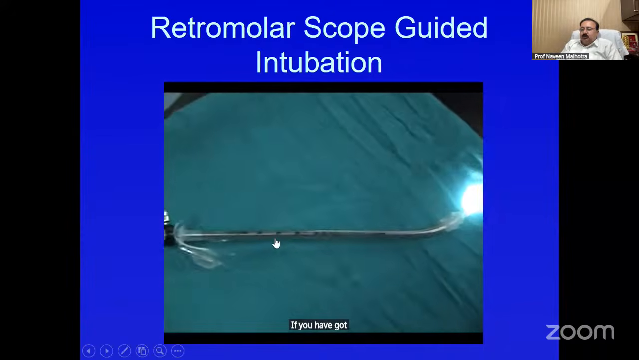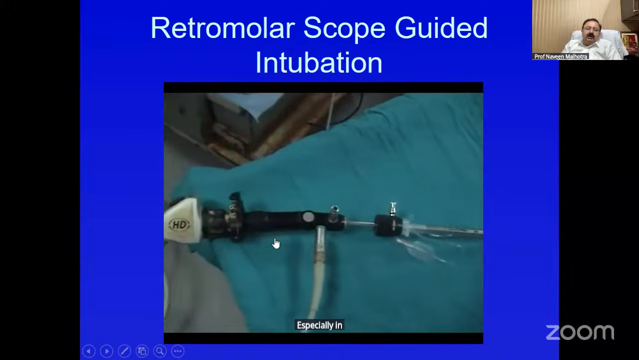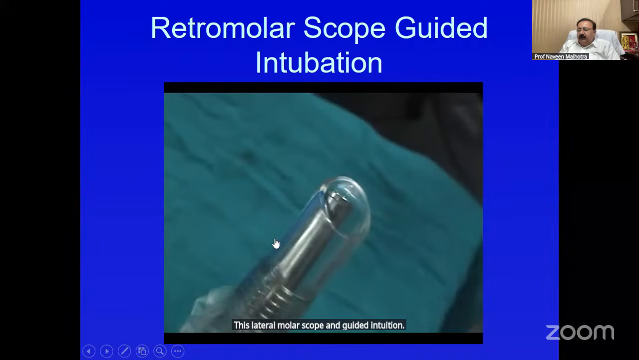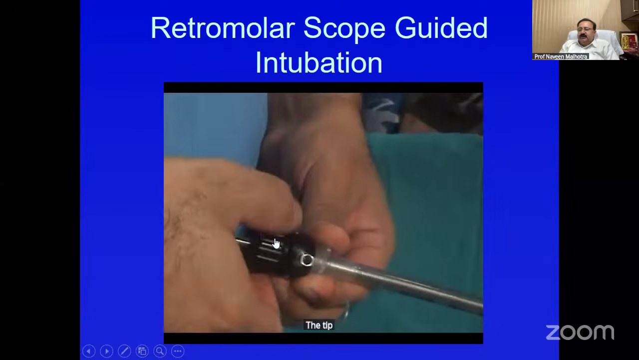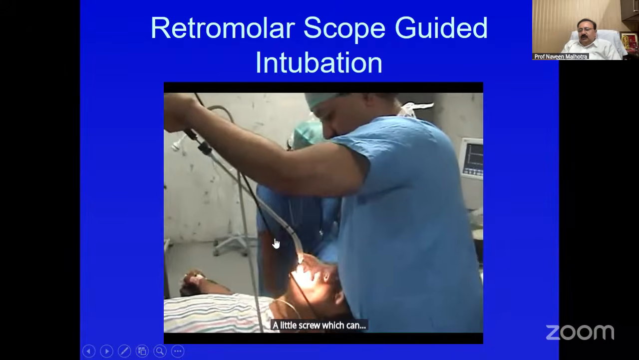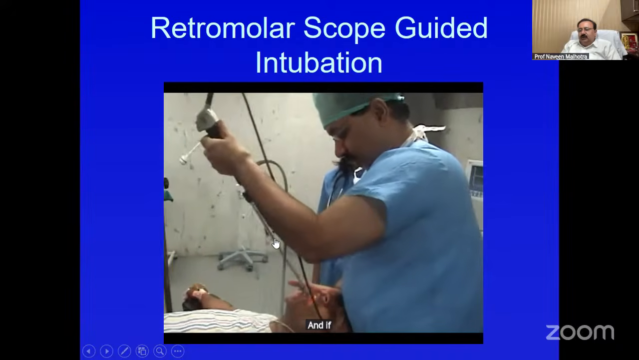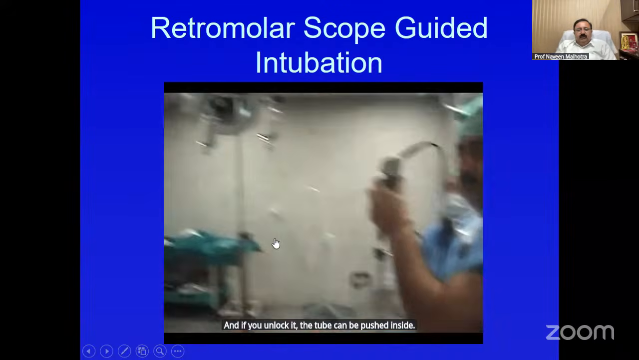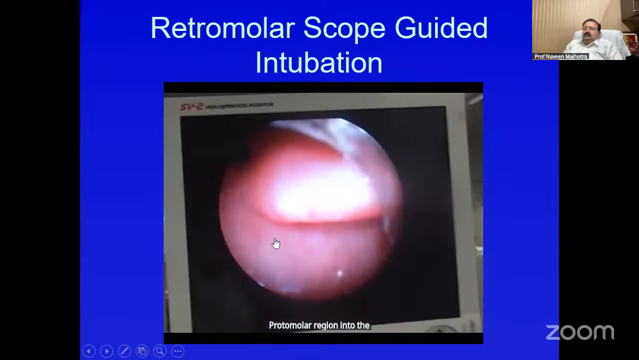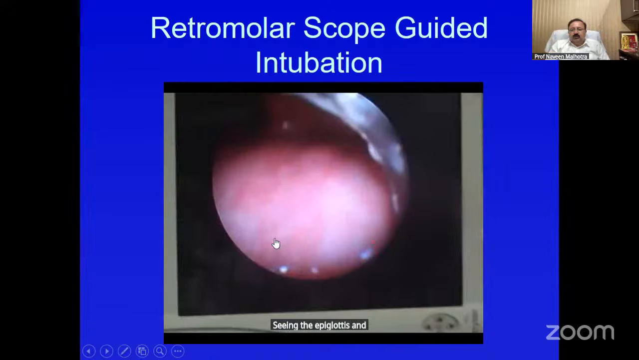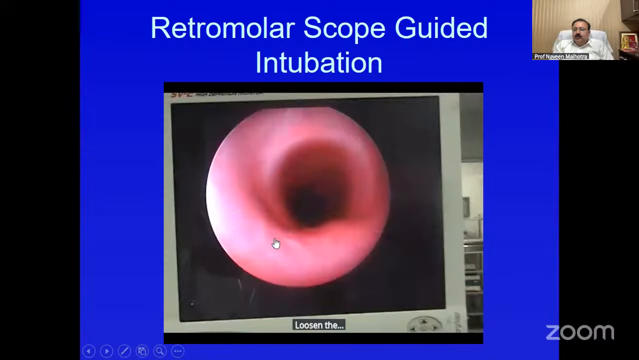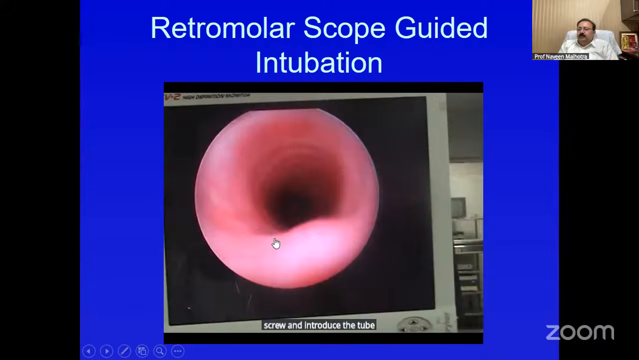If you have a retromolar scope, especially in patients with TM joint ankylosis, this retromolar scope guided intubation is frequently done. The tip of the scope is just inside the tip of the tube. There is a screw which, if you fix it, holds the tube, and if you unlock it, the tube can be pushed inside. You negotiate it through the retromolar region, see the epiglottis, and pass across the vocal cords into the trachea. Loosen the screw and introduce the tube into the trachea.